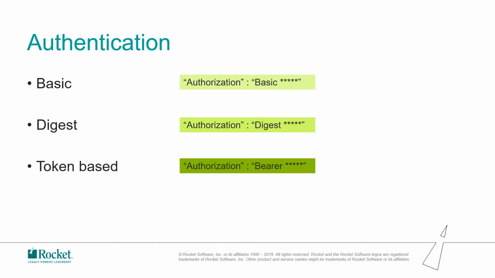With basic, the username and password are encoded in base 64 and passed as an authorization header in the format of Basic followed by the base 64 encoded string. The receiving system decodes it, and if the username and password are found in the receiving system, the user is authenticated. It's very simple, and one can use basic authentication, but there are pros and cons to this system.